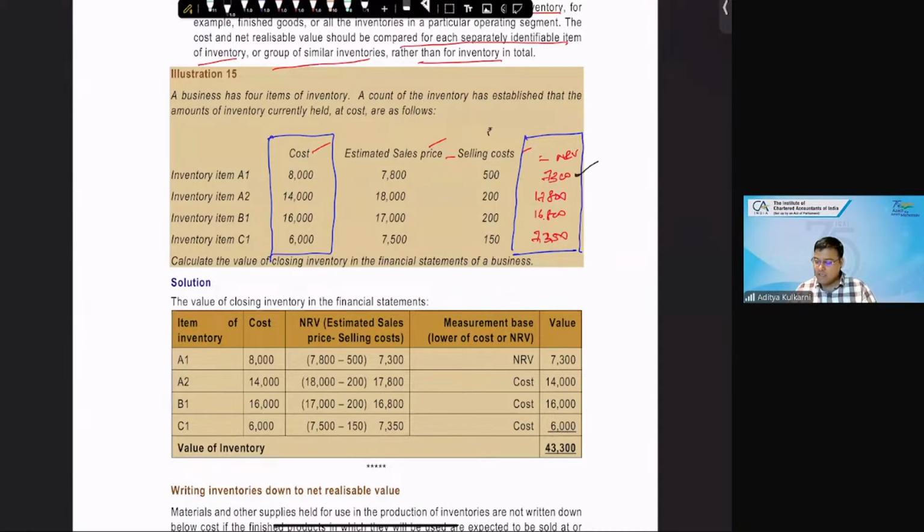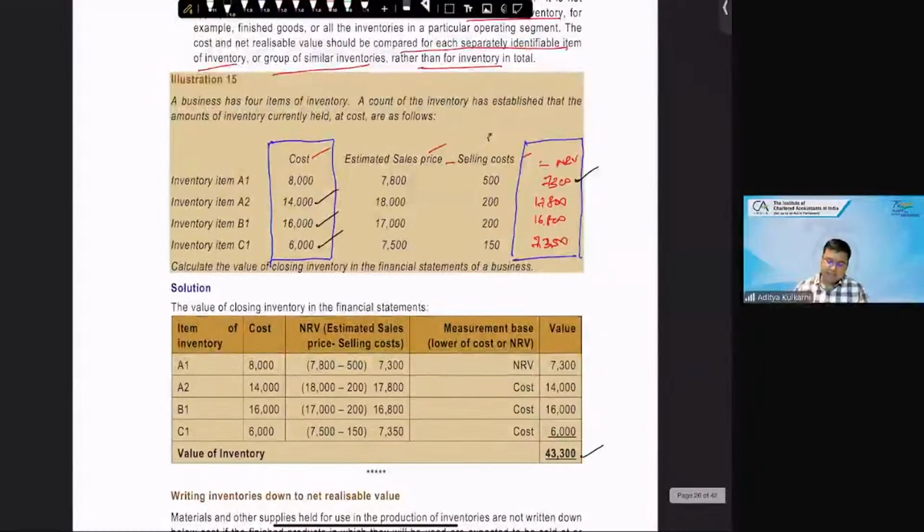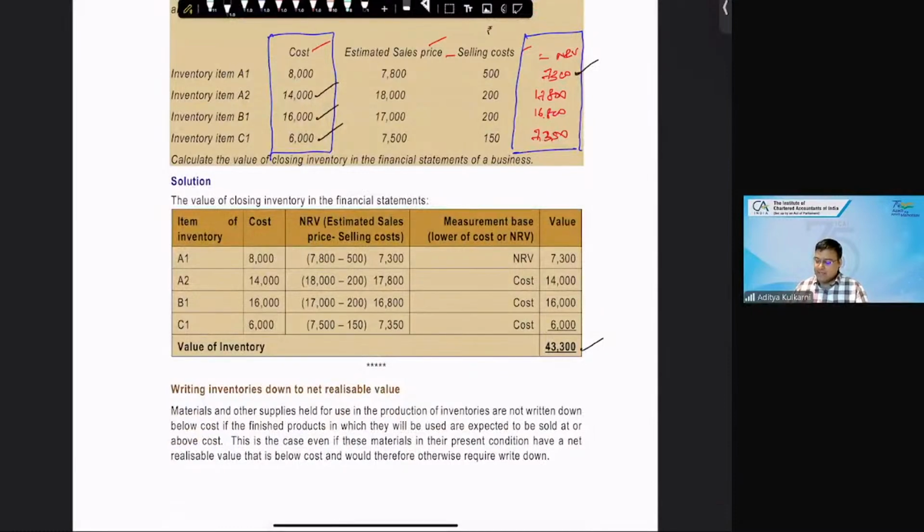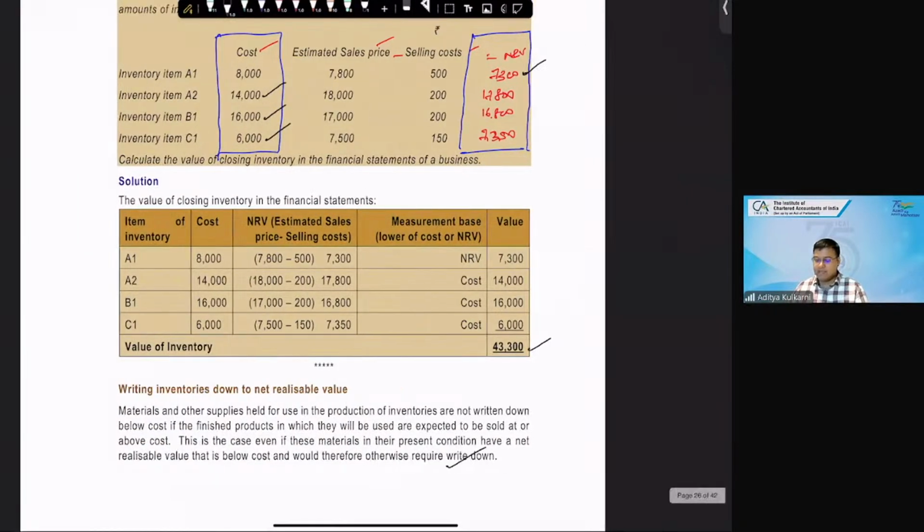So 7,300, 14,000, 16,000, 6,000. So 14, 16, 30, 36 plus 7, 43,300. Fairly simple. Nothing to add. Writing inventories down to NRV, we have discussed.